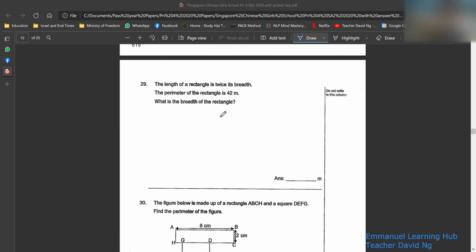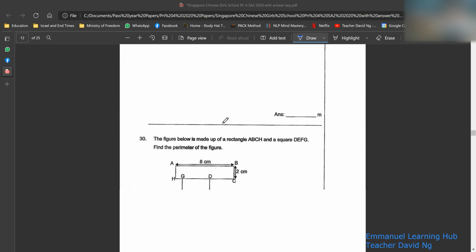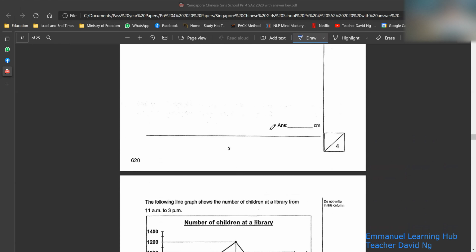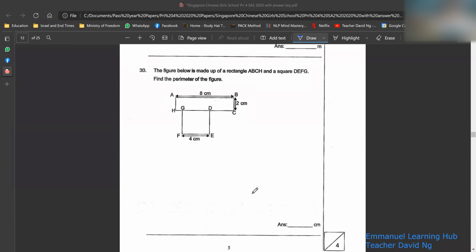Okay, number 29. What is your answer? Number 29 is 7. Correct. 30. What is your answer? Question 30, my answer is 28 cm. 28 cm, correct. So even this kind of question, you know how to do already. Okay, so you know how to do this one.